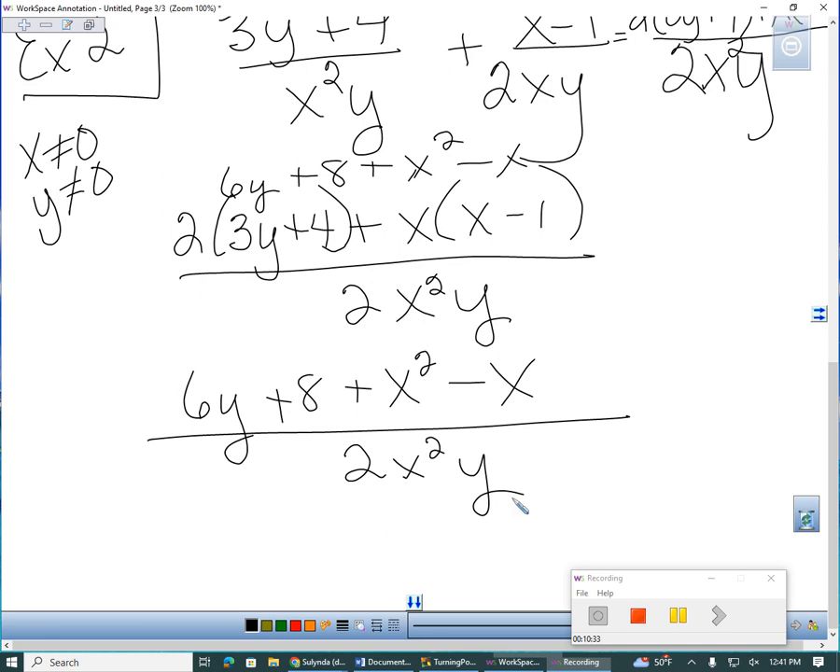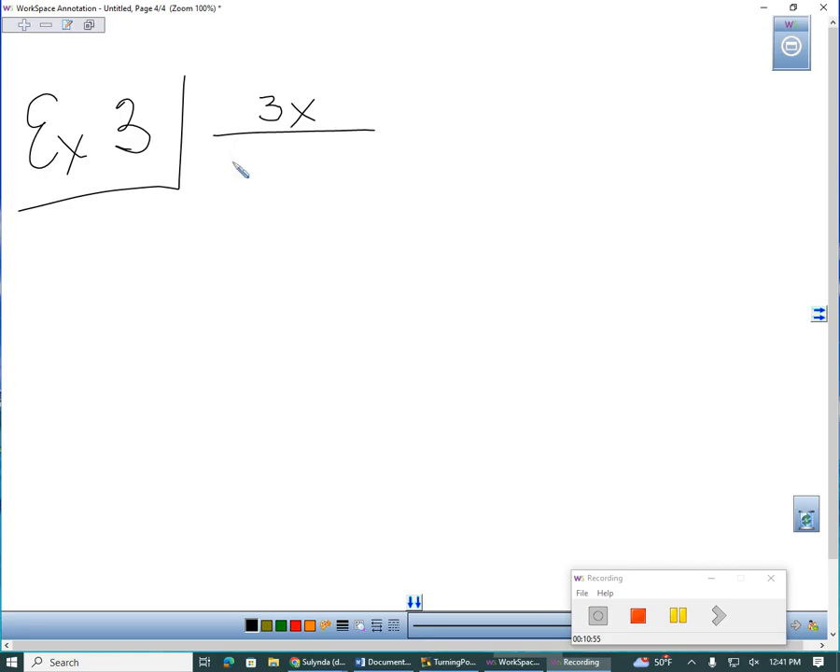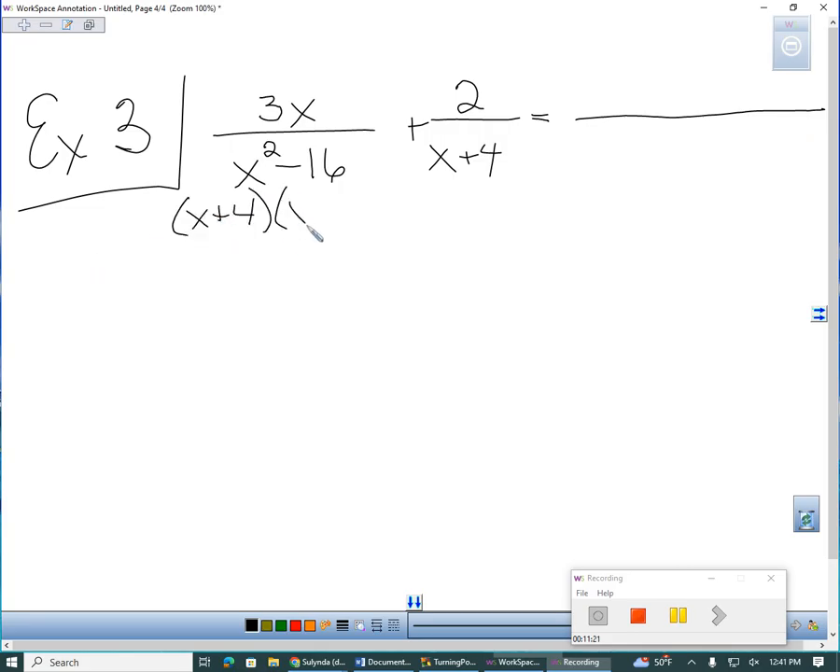Okay. Example number 3. All right, let's make it a little bit better. Let's say we have 3x/(x² − 16) + 2/(x + 4). Very first thing we do is factor everywhere. At the bottom left side, what do I have there? Good. So that will factor to (x + 4)(x − 4). I'm going to get rid of this.